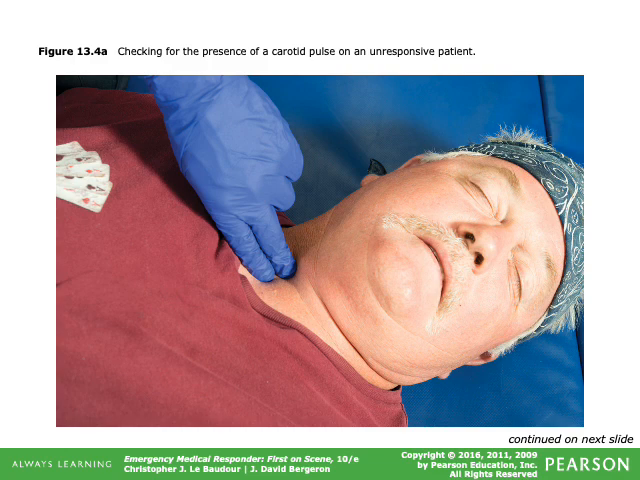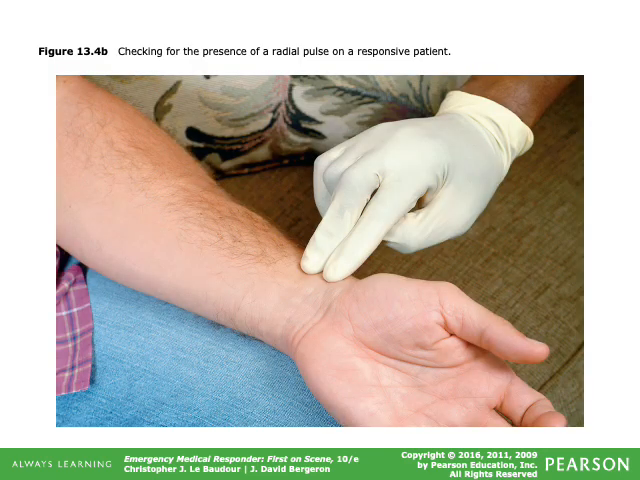All right, this is just the image of the provider checking for the presence of a carotid pulse on an unresponsive patient. This figure is checking for the presence of a radial pulse on a responsive patient. So these two images: a responsive patient, generally I'll check a radial pulse. An unresponsive patient, you always go straight to the carotid.